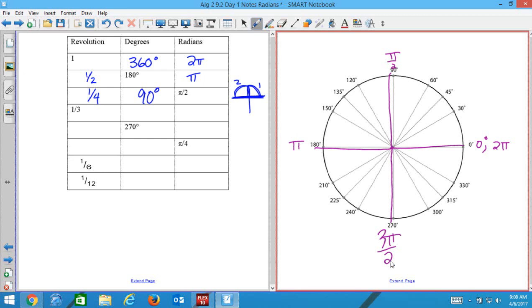So we labeled 270 up there in purple. So 3 pi over 4, pi over 4 is 45. So 3 of those isn't even pi yet. Yeah. Got it.